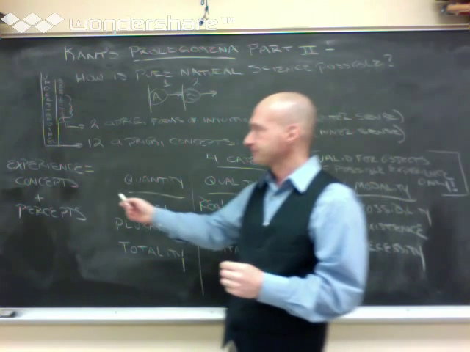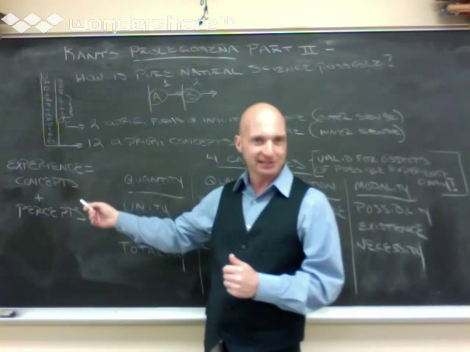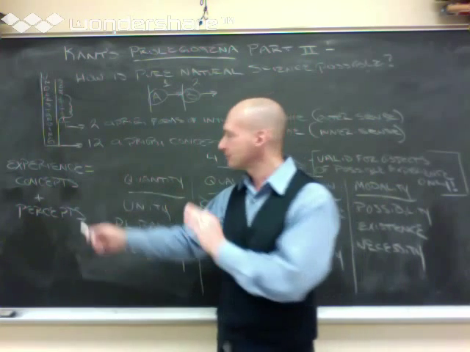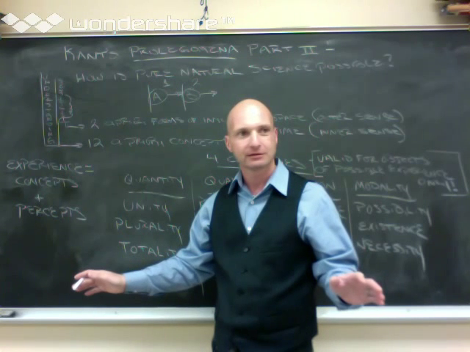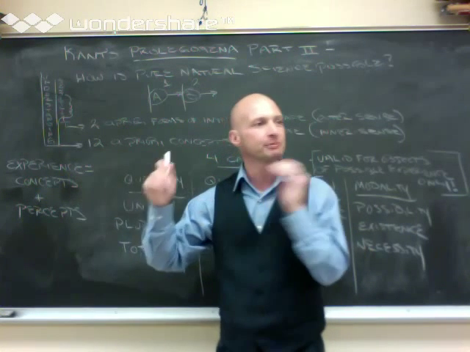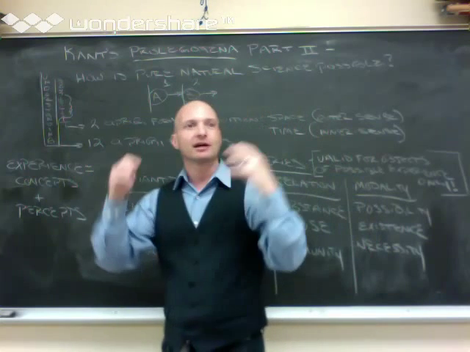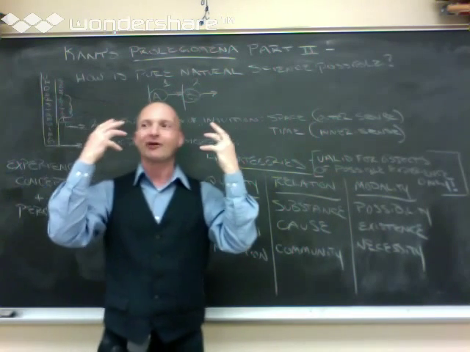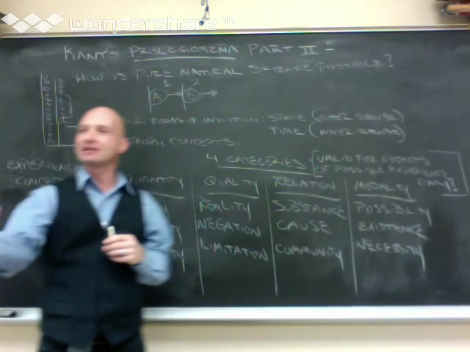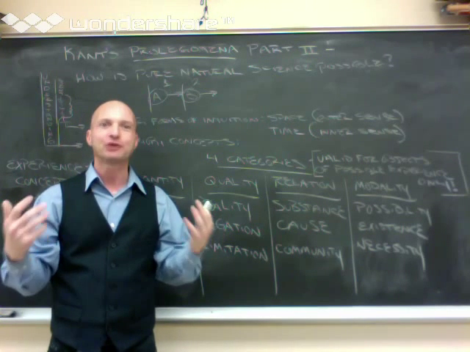Kant says that concepts like substance, cause, community, existence, necessity, possibility, negation, limitation, concepts without percepts are empty. They have no use. But percepts without concepts are blind. The concepts are still there. They are a priori formalisms belonging to the understanding. But until they are given some perceptual content, they remain empty and have no valid application.